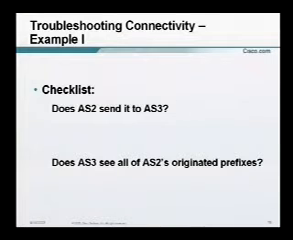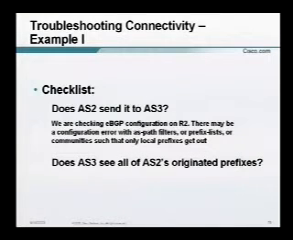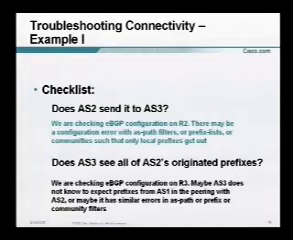Does AS2 send it to AS3? Here we're checking eBGP configuration on router 2 towards router 3. Is it filters, or AS path filters, or prefix lists, or communities, or something like that causing a problem? Does AS3 see all of AS2's originated prefixes? Here we're checking eBGP configuration on router 3. Maybe AS3 doesn't know to expect prefixes from AS1. But you can't just send an email to AS3 saying, I'm trying to, because they're going to say, who are you? You're just somebody else on the internet.